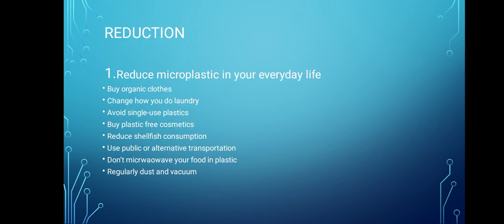Reduction: how we will reduce it from our environment. These are the ways we can reduce microplastic in our daily life: buying organic clothes, change how you do laundry, avoid single use plastics, buy plastic free cosmetics, reduce shellfish consumption, use public or alternative transport, don't microwave your food in plastic, regularly dust and vacuum. Here we can see that we can reduce by our own methods, like reducing our shellfish consumption and using plastic free cosmetics. In this way we can reduce it from our environment.